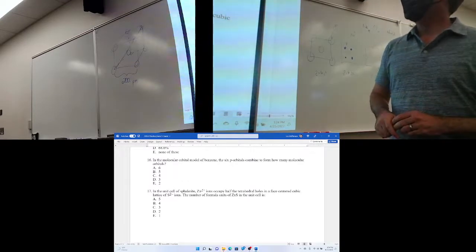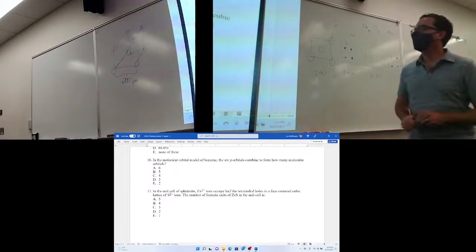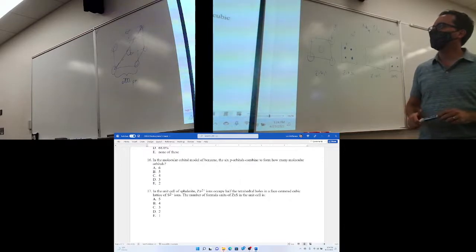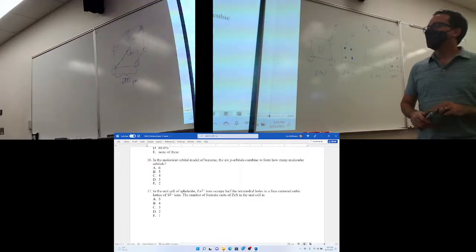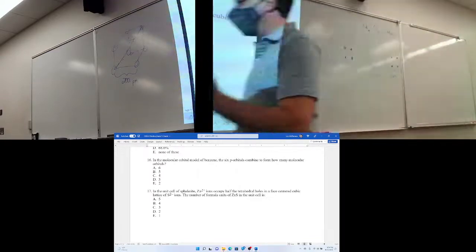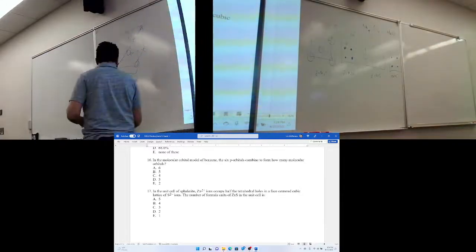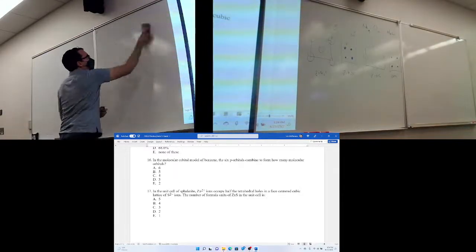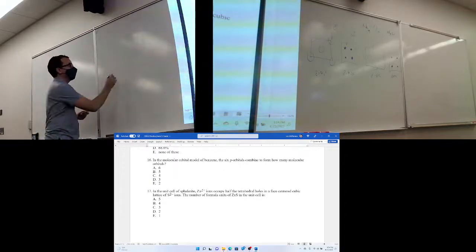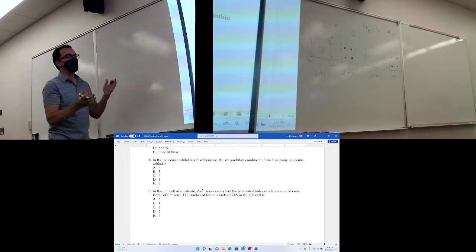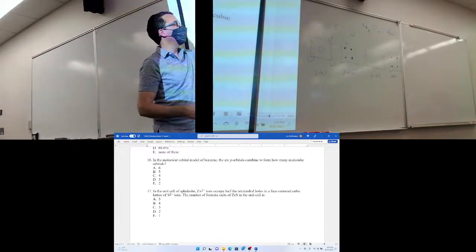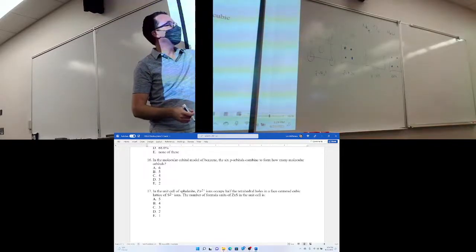So, in the unit cell of sphalerite, zinc ions occupy half the tetrahedral holes in a face-centered cubic lattice of sulfide ions. The number of formula units of zinc sulfide in the unit cell is 4. It's slightly different than the way we've been talking about it, but what they're describing is the zinc blende structure. So it's 4 from the sulfide ions, which are in the face-centered cubic positions.